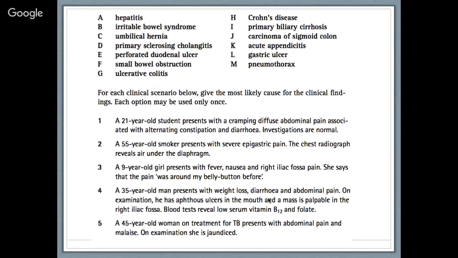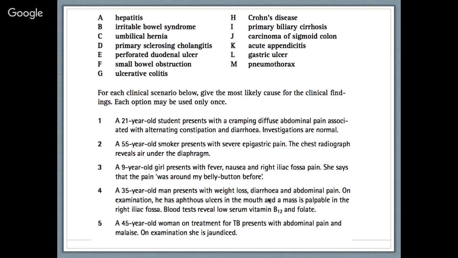A 21-year-old student, cramping, diffuse abdominal pain with alternating constipation and diarrhea, investigations normal. Key thinking that investigations are normal. Anyone want to guess what this is? IBS, yep. Irritable bowel syndrome. It's a diagnosis of exclusion. We haven't found anything wrong, but you've got symptoms of constipation, diarrhea, that kind of thing. So we give you a diagnosis of IBS.